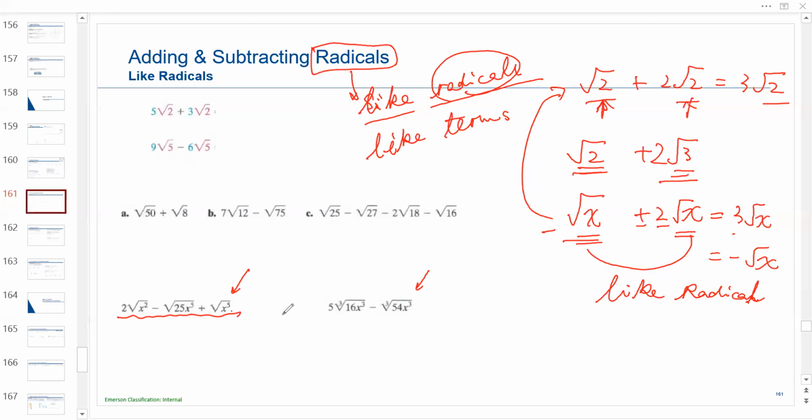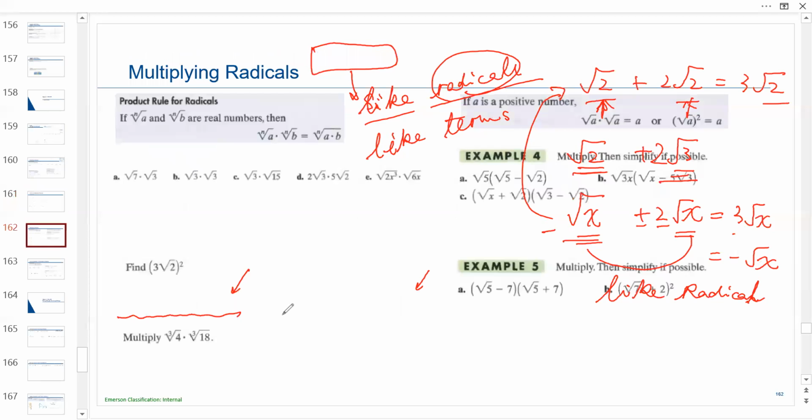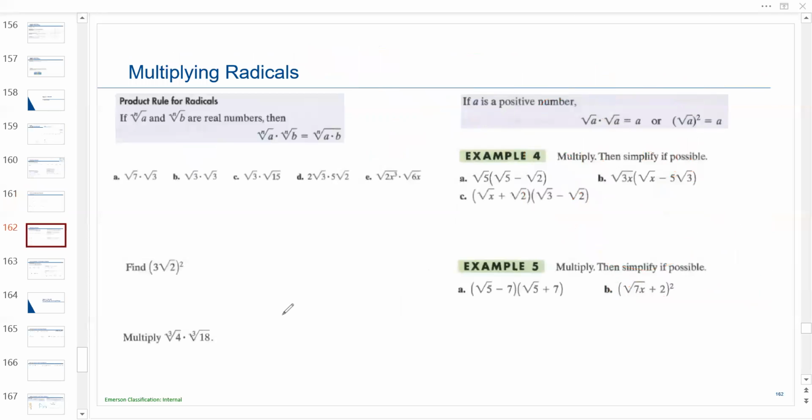After adding and subtracting, we go to multiplying. Multiplying is actually the backward of this part. Right now we say the square root of AB can go like this, so we can go backward. If two radicands are multiplied together, we can combine them into one radical like this. So it's backward. And then we go to the divide part.